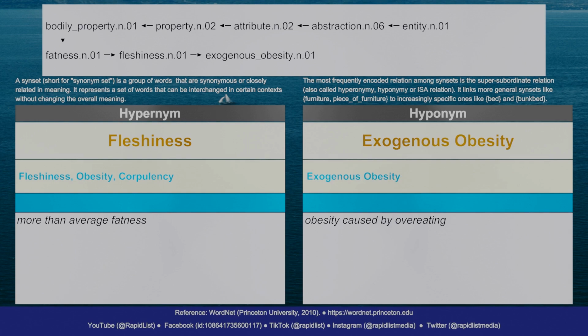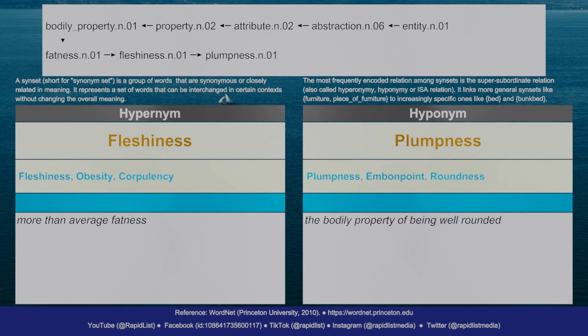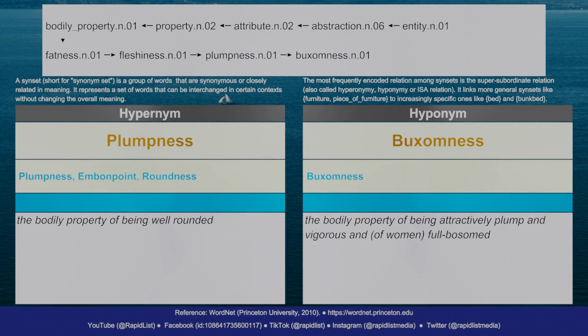Exogenous obesity. Obesity caused by overeating. Plumpness. The bodily property of being well-rounded. Buxomness. The bodily property of being attractively plump and vigorous and, of women, full-bosomed.